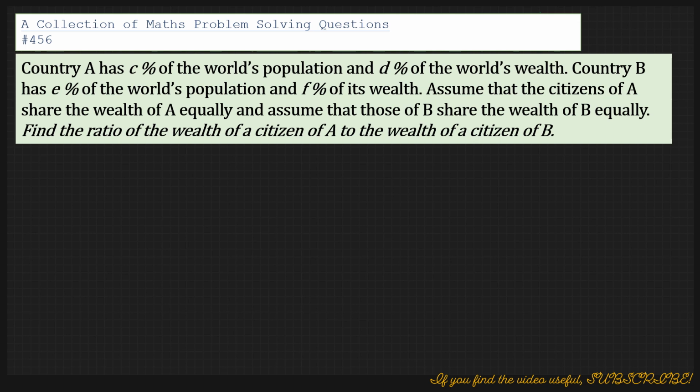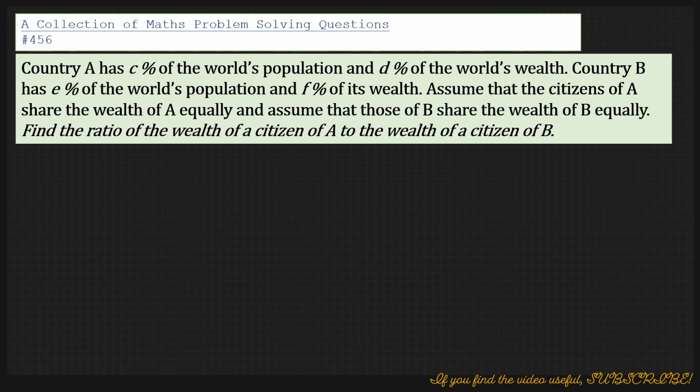Country A has C% of the world's population and D% of the world's wealth. Country B has E% of the world's population and F% of the world's wealth. Assume that the citizens of A share the wealth of A equally, and assume that those of B share the wealth of B equally. So we have to find the ratio of the wealth of a citizen of A to the wealth of a citizen of B.